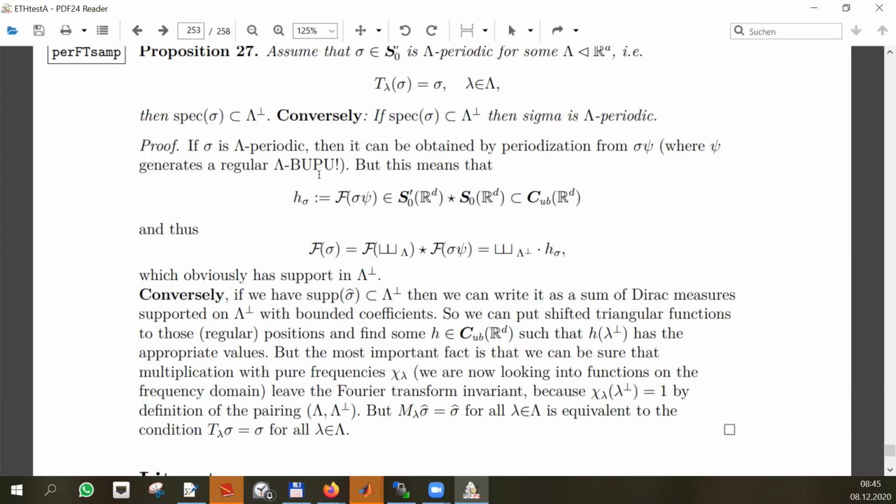Well, you just try to distort a BUPU that you get in the ordinary way. Even if it's in FL1, you can distort it by an affine transformation. And therefore, we can have such lambda BUPUs for any lattice that you're giving me. So the claim is that you can multiply your sigma with the psi.